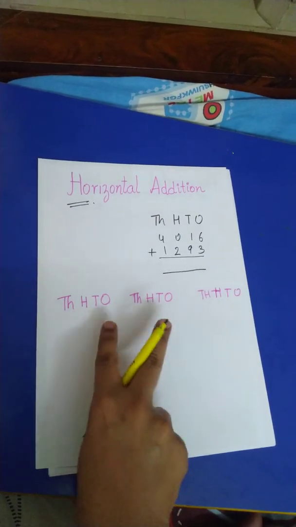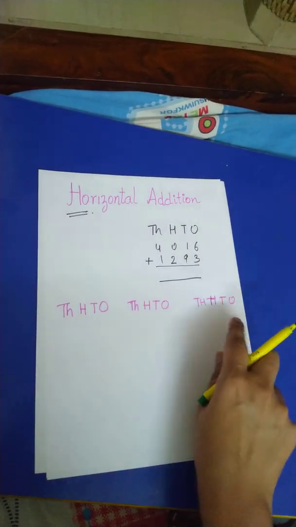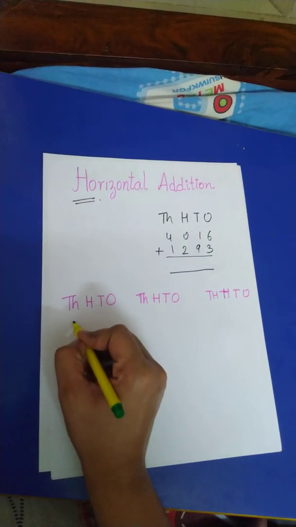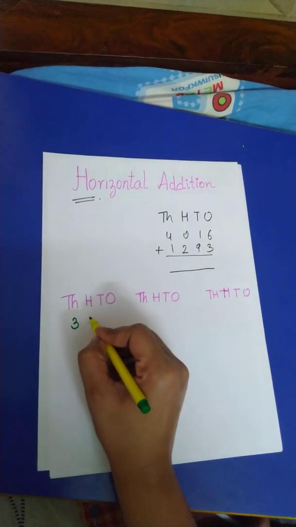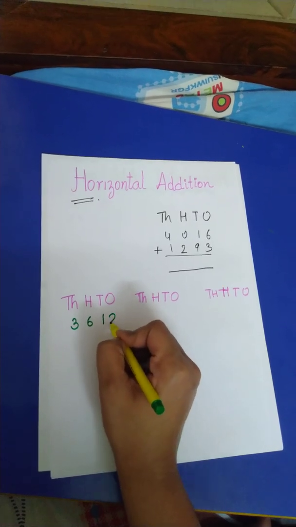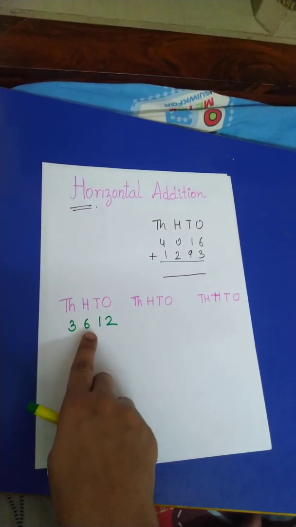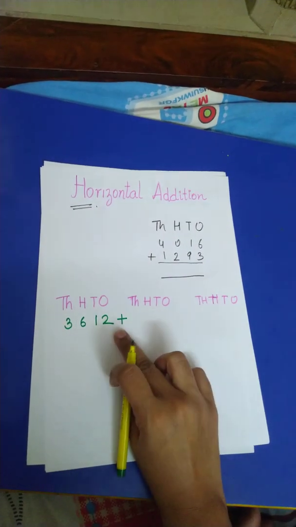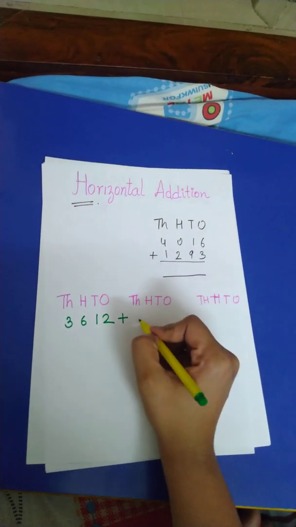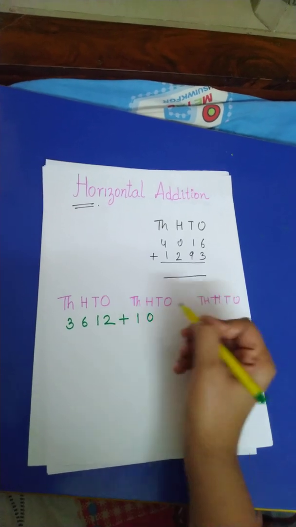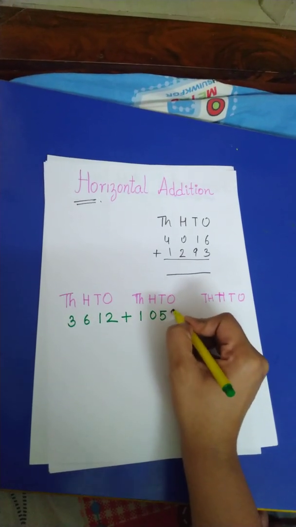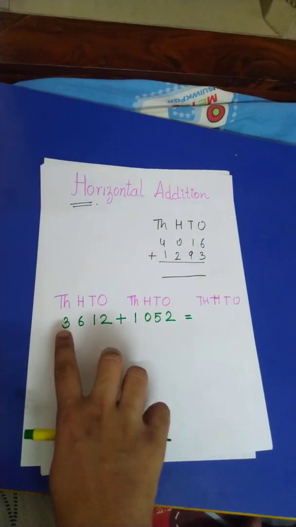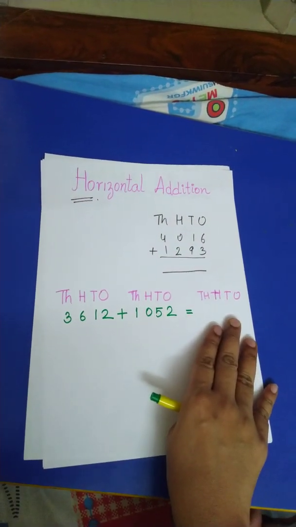All of us know that first we add two addends and then we get the total. So in horizontal, suppose my number is 3612, plus, since it is addition, this is the addition sign, then 1052 and then equals to. So this is the format for your horizontal addition.